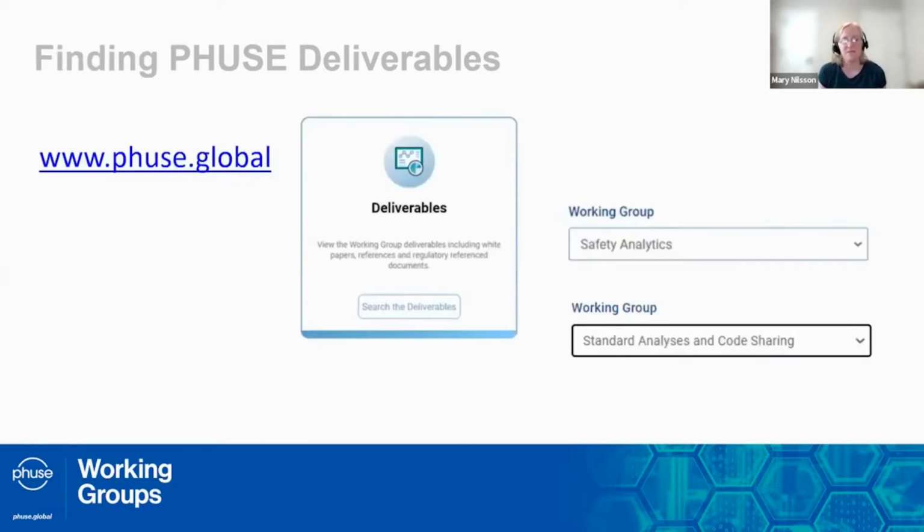To find these deliverables, you can go to FHUSE.global and click on the deliverables button. Hopefully that's very easy. Next slide.